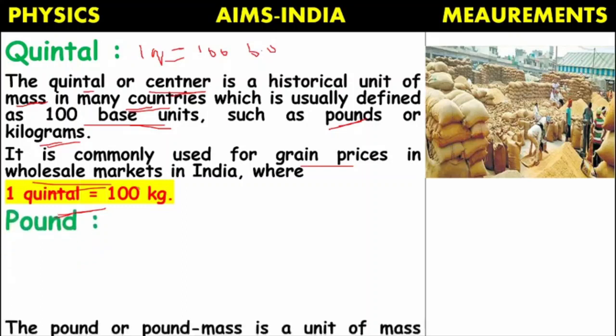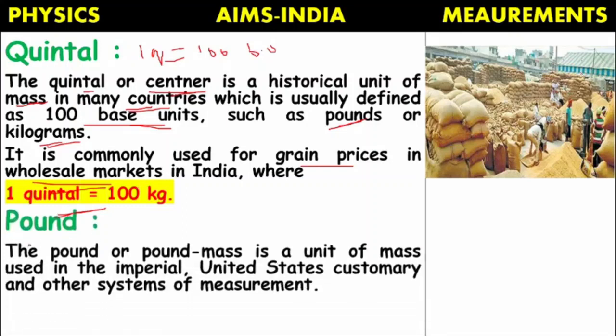Pound. So actually we have currency also with the name pound, but here pound means the unit of mass, not currency. The pound, or sometimes it is also called as pound mass. Pound mass is a unit of mass used in the imperial system of units. Imperial system of units means the unit system followed by the British people, or United States customary.